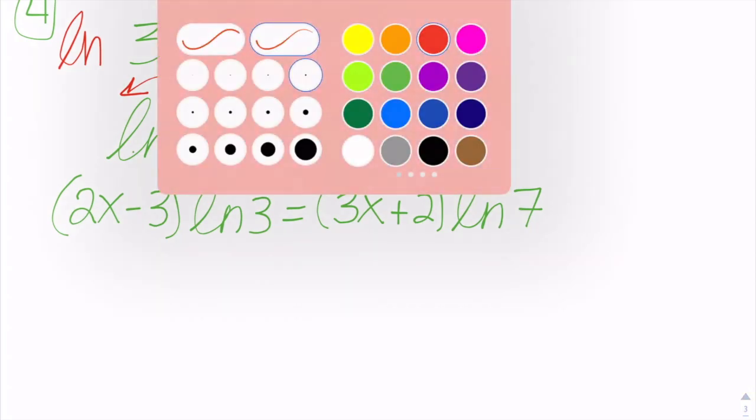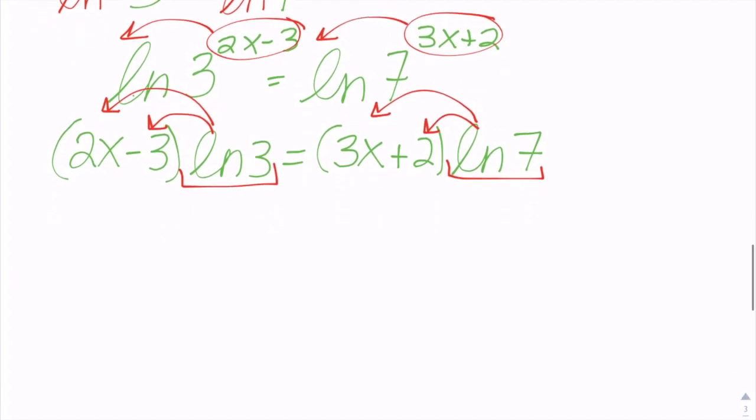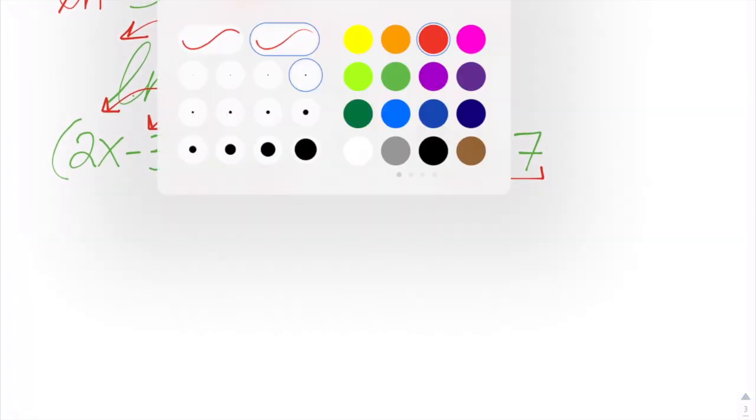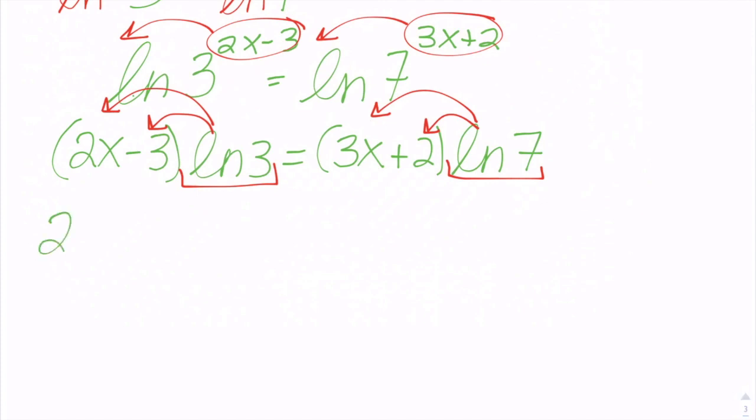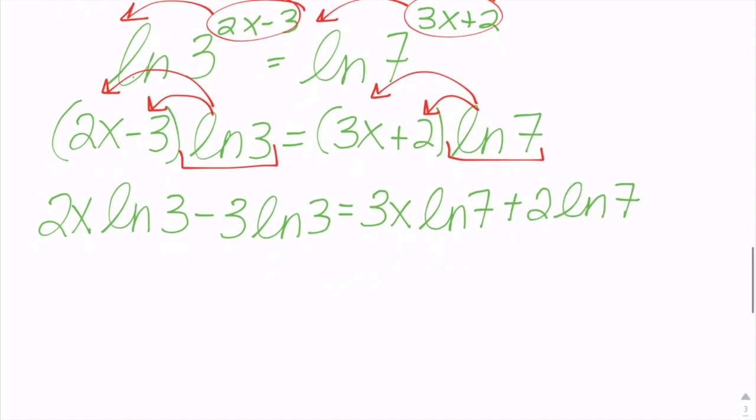So from here, we're going to take the natural log of 3 and use the distributive property and multiply it through that set of parentheses. And we're going to take the natural log of 7 and use the distributive property to multiply through this set of parentheses. So when we do that, we get 2x times the natural log of 3 minus 3 times the natural log of 3 equals 3x times the natural log of 7 plus 2 times the natural log of 7.